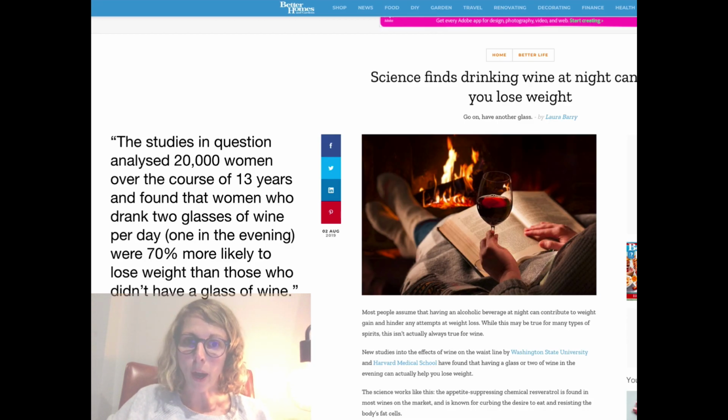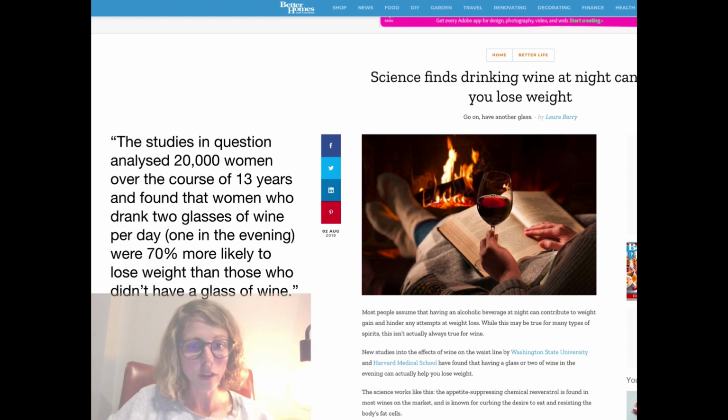This is one that was on the Better Homes and Gardens website. The studies in question, this is referring to a 2010 Harvard study that found that women who drank wine tended to lose weight more than non-drinkers. And so the headline reads, "Science finds drinking wine at night can help you lose weight." That is a sort of causal claim. But when you dig a little bit deeper and read about the research that this claim is based on, we find that it's a correlation that they're using to justify that claim.